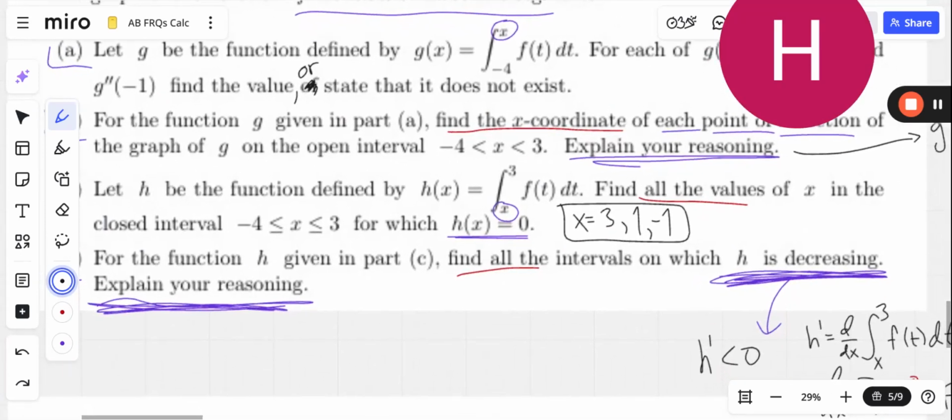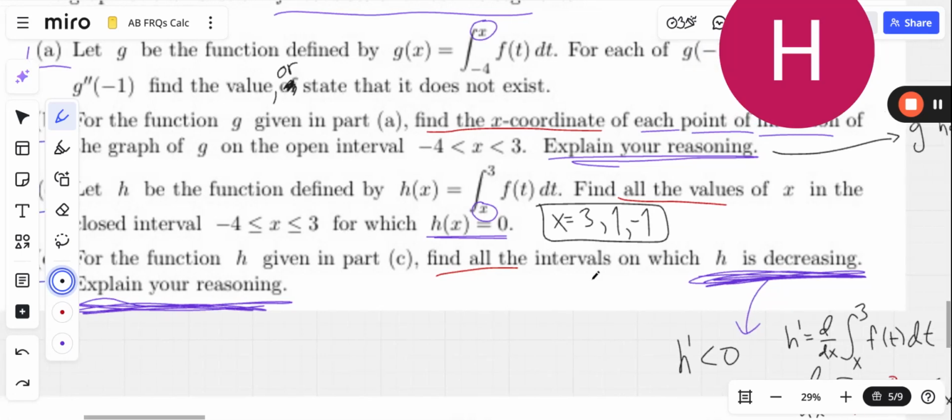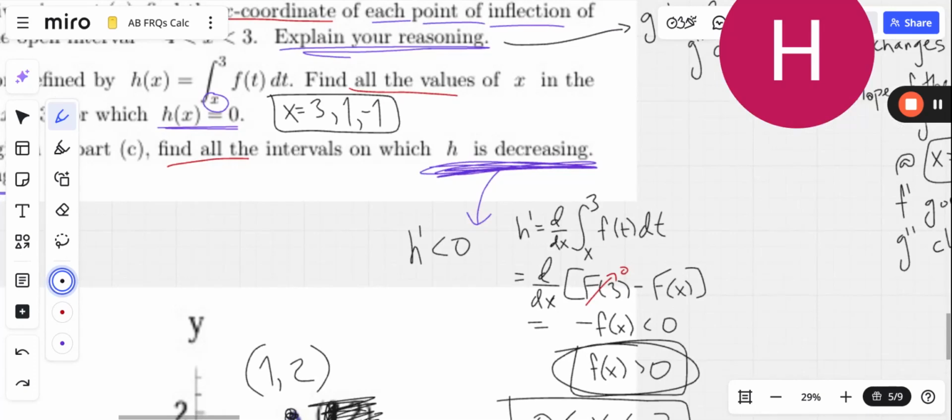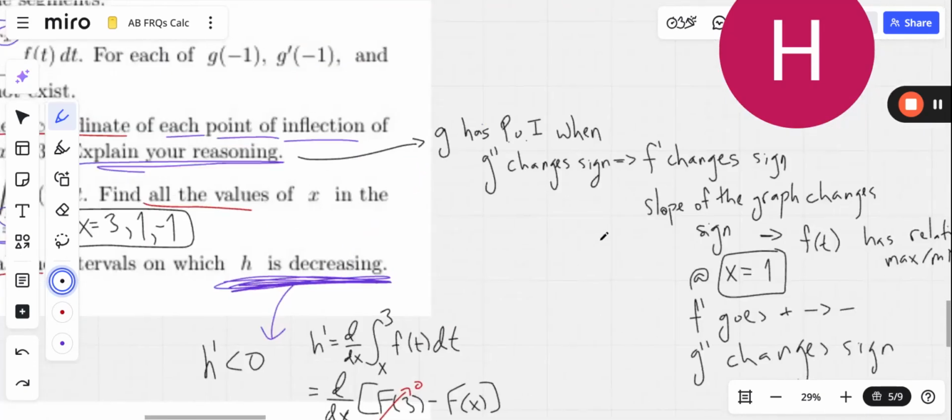Where was it? It's when they use "on which" or "for which." So this one here: find all the intervals on which. That's a transition phrase. That's letting you know that you can take this as an assumption and use it, and then do some logic with it and get some kind of result that you can observe.